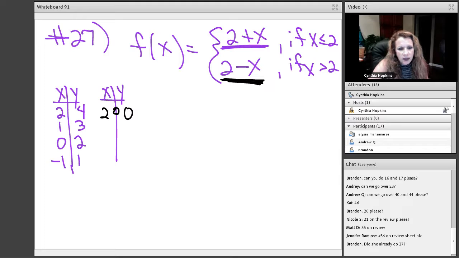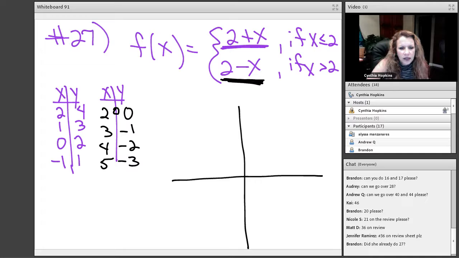Okay, and then let me go back to my chart. I'm starting with 2, and then I want x's that are greater than 2. So I'll do 3 and 4, and let's go up to 5. Okay, so I plug in the 3, I get -1, then -2, -3. Okay, I'm now ready to graph.